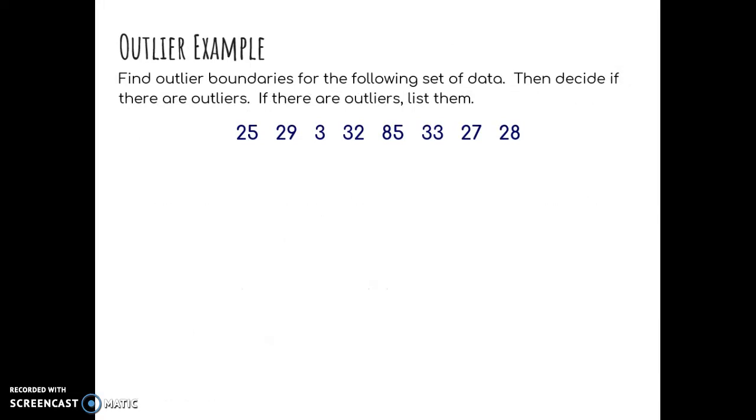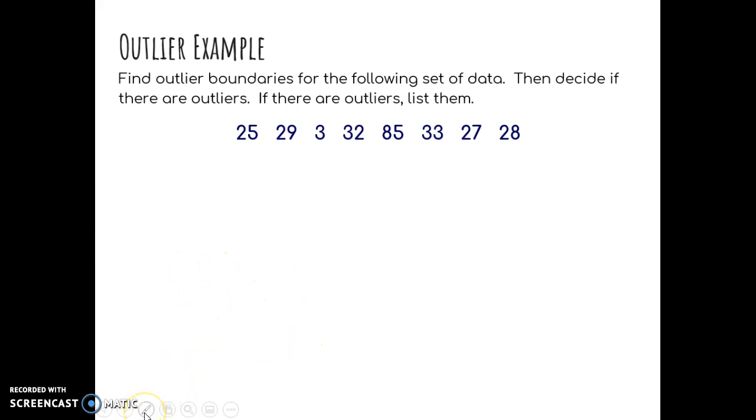Alright, so here's an example. Find outlier boundaries for the following set of data. Then decide if there are outliers. If there are outliers, list them. So I'm going to pause for a second so that you can put this data in your calculator because you want to find your quartiles to be able to find the interquartile range. So as I'm looking at these, I'm thinking 3 might be an outlier. Maybe 85 is an outlier, but we really need to see what those outlier standards are according to the formula.